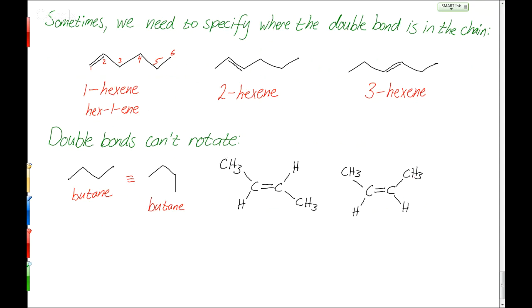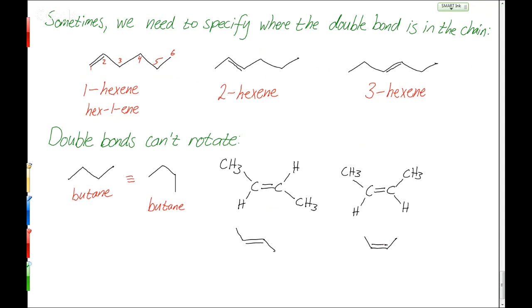These two structures are not the same. So let me draw them in line structures so you can see that as well. It's very similar to what we just saw with butane, but because of that double bond in the middle, those are no longer the same. They have the same connectivity. They're both 2-butene because the double bond starts at carbon number 2. But because they can't rotate, those aren't the same.